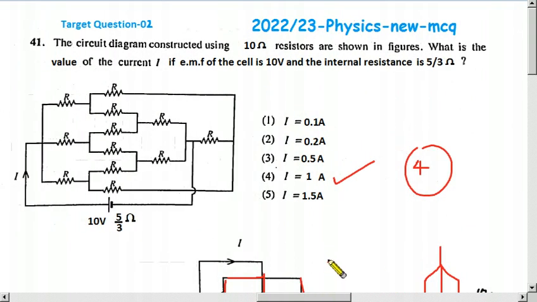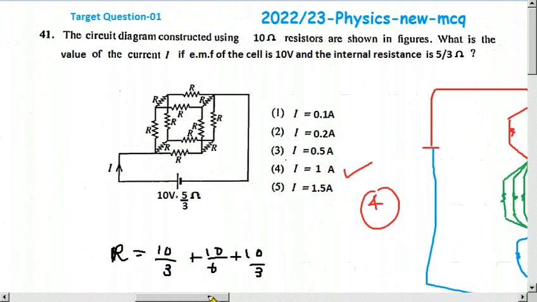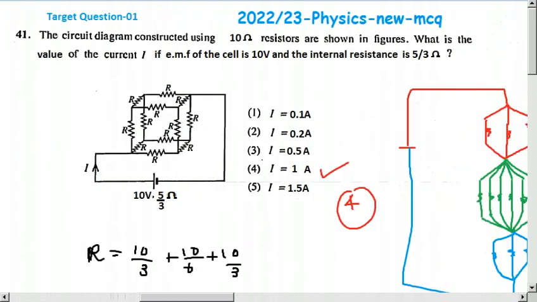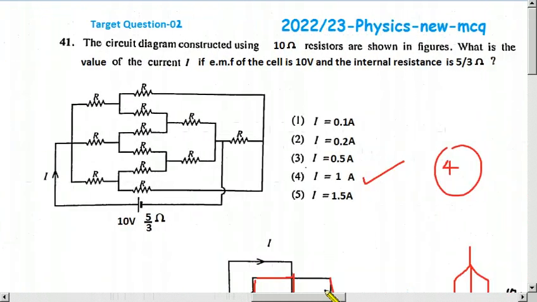So children, now the time is over, so let us wind up. We did the original question, and also we did these 2 target questions. So I think you are happy.